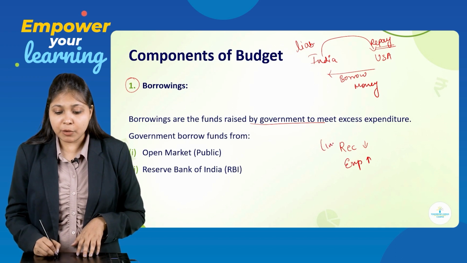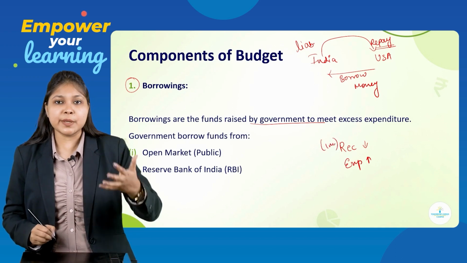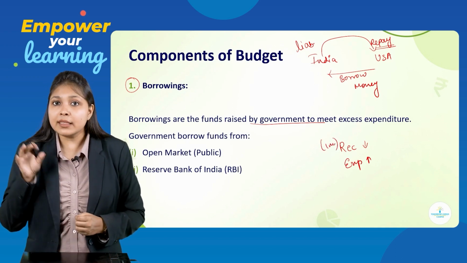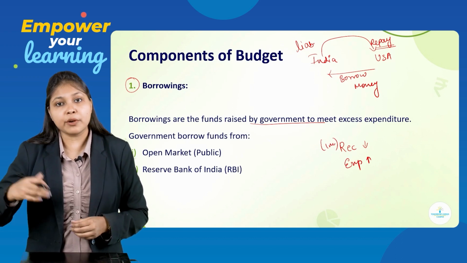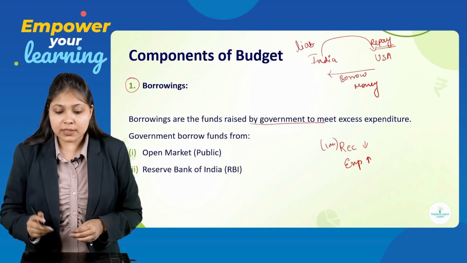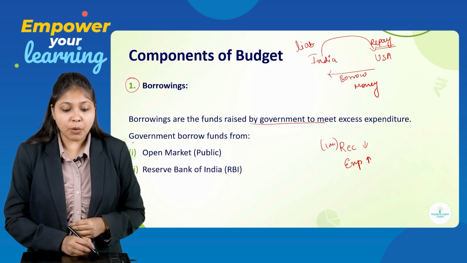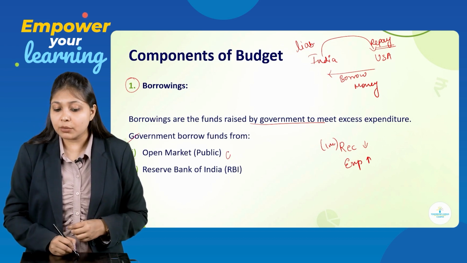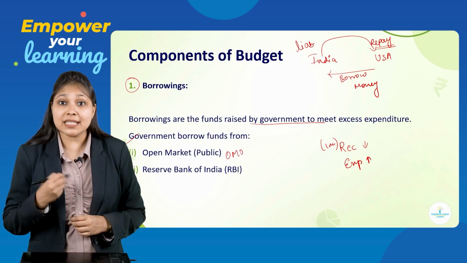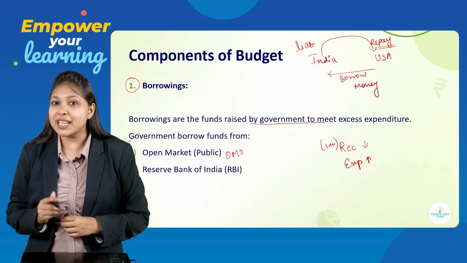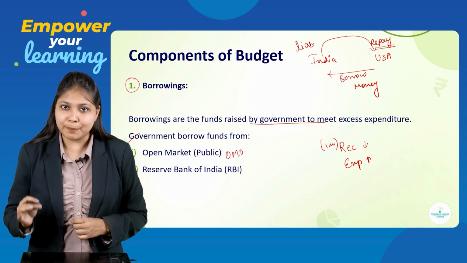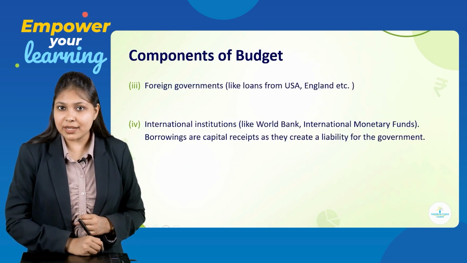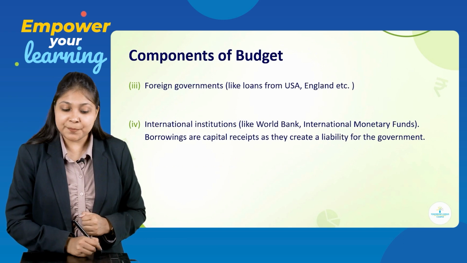Basically, when the income of the government is less and the expenses of the government are more, in that situation, the government will prefer to borrow money from other countries or from foreign countries. So, this is what happens. The government can borrow funds from the open market, through OMO, open market operations, or it can borrow money from the RBI, that is the Reserve Bank of India. RBI is our central bank. Okay, this we have studied in our chapter Money and Banking.